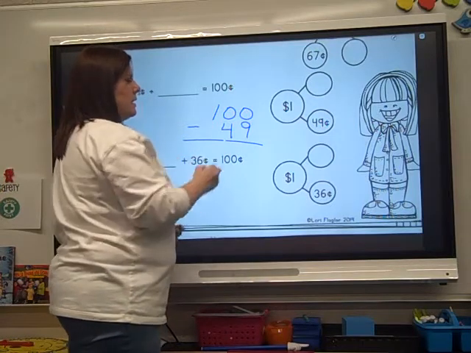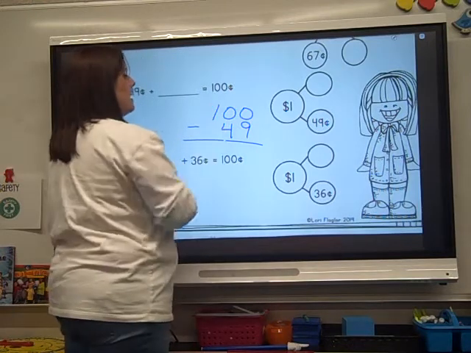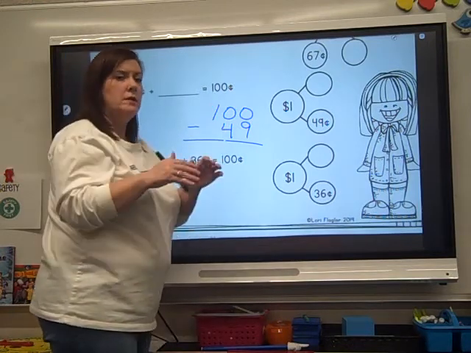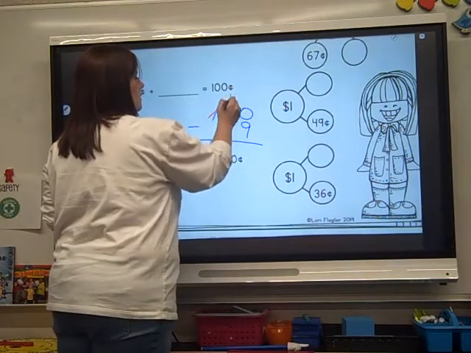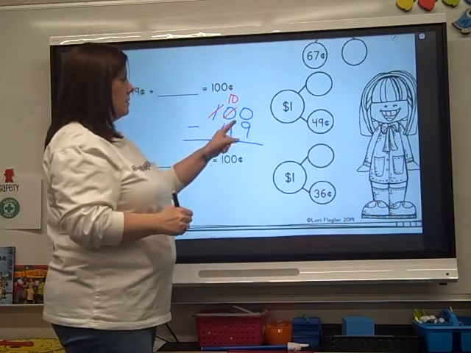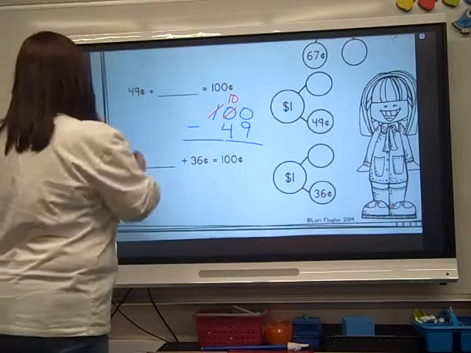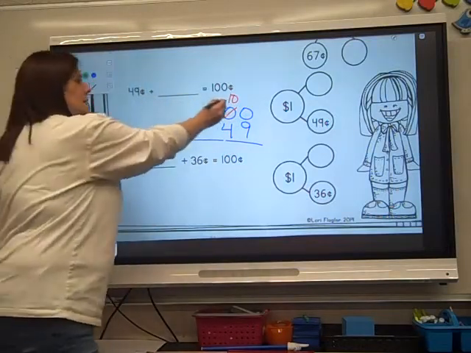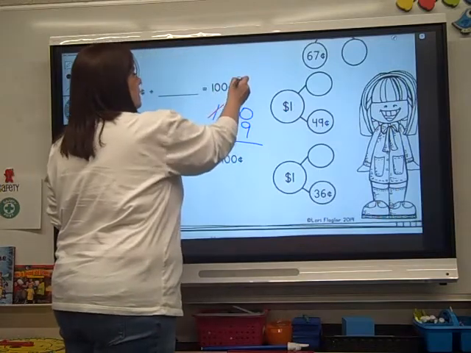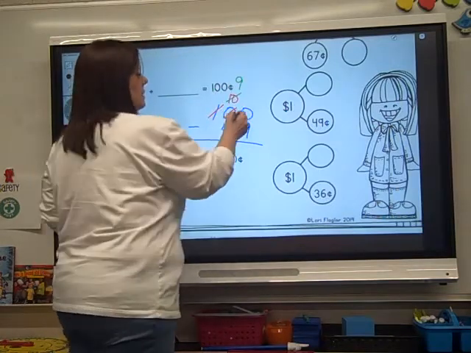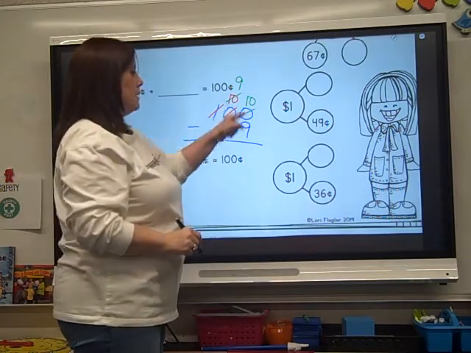0, subtract 9, so go next door. Do I have anything I can trade? No. So go to that hundreds column and let's trade that 100 for 10 tens. Now, I still only have 0 here, 0 ones, so now I can go trade. Alright, so I've got 10 tens here. Let's trade one of them. So how many do I have left? 9. So let's trade that 10 in for 10 ones. Alright, now you finish it.